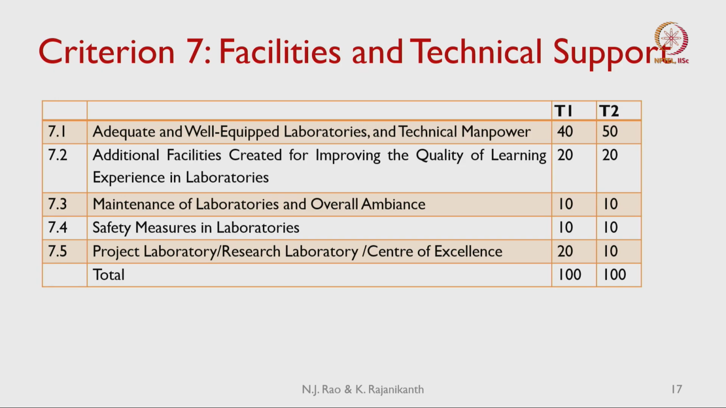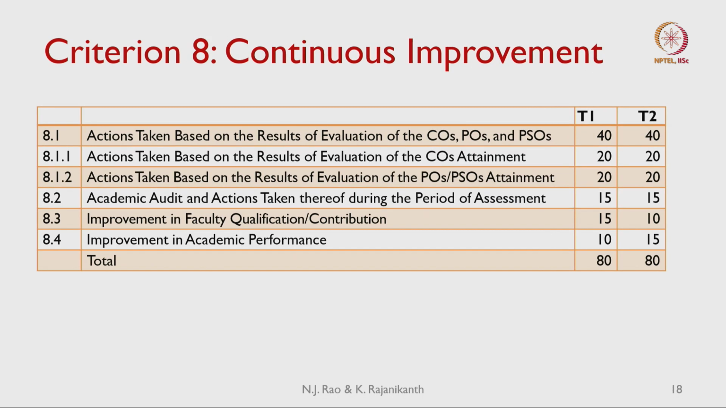Then maintenance of laboratories and overall ambience, safety measures. Then if you have a separate project laboratory, research laboratory or center of excellence, that again is indicated here. Then continuous improvement, just in the previous unit we mentioned the importance of closing the quality loop at the course level as well as at the program level. So, actions taken based on the result of evaluation of the course outcomes, program outcomes and program specific outcomes. So, at the course level it is with respect to COs, targets and the actual attainments, compared to that what actions are initiated. At the program level, POs and PSOs, targets, the actual attainments, based on the comparison between these two, what actions are taken up.